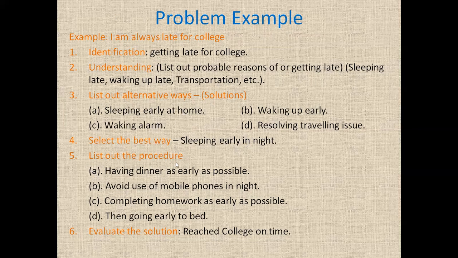After that we need to list out the procedure. Okay, so we have selected the best way here, but we need to follow the procedure. We need to follow some instructions, and only then will you get the output here. So to get this best way, you have to follow this procedure. Here the procedure is firstly having dinner as early as possible. After that, avoid use of mobile phones in the night. After that, completing the homework as early as possible, and then going early to bed. Okay, so we need to follow this procedure so that you can sleep early at night and you will wake up early in the morning.